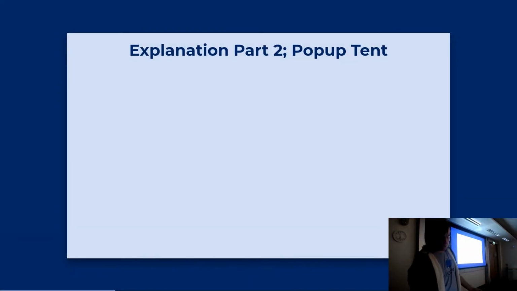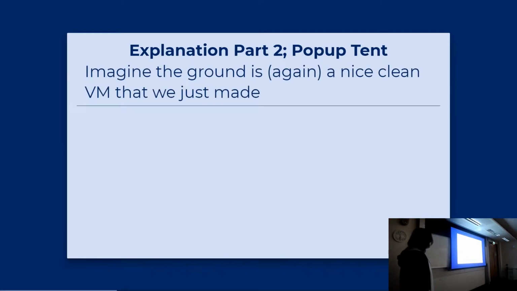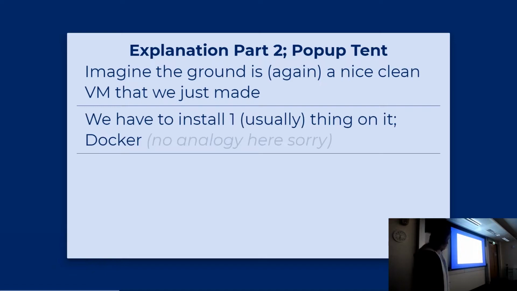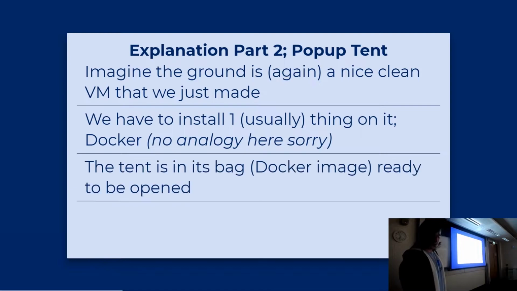We've got a pop-up tent, which is our Docker stuff. So we've got our nice clean VM. We're just going to install it on a VM because that's how I do it. So we've got to install Docker on it, and there's really no analogy here. Maybe like a ground sheet or something, but most pop-up tents have those. So it's kind of lost for words for an analogy there.